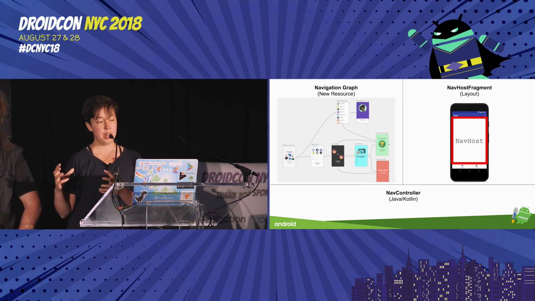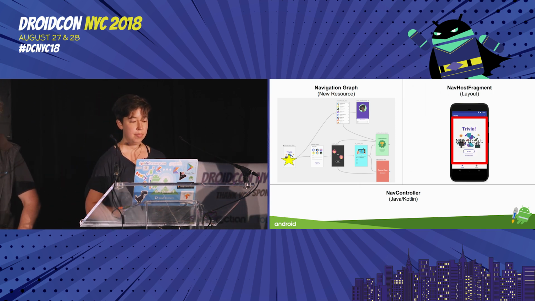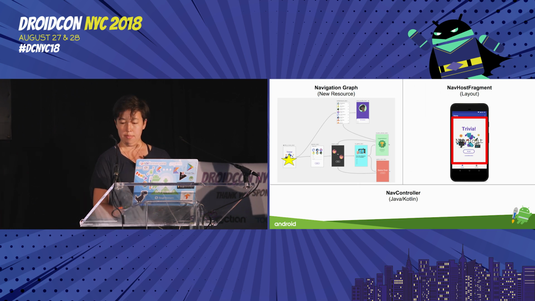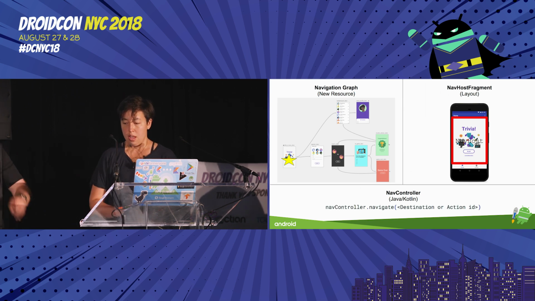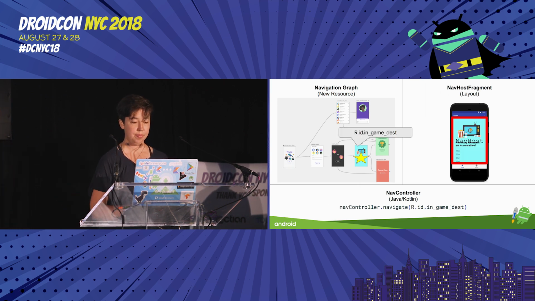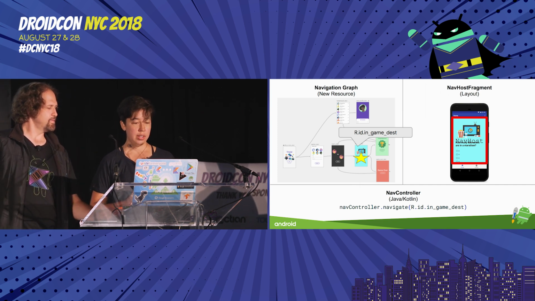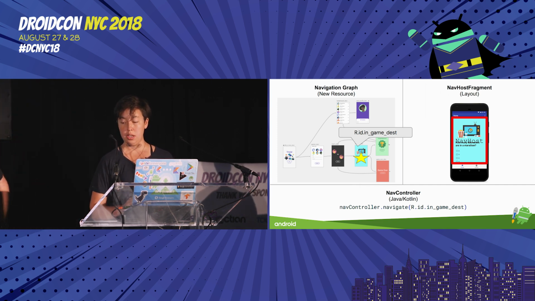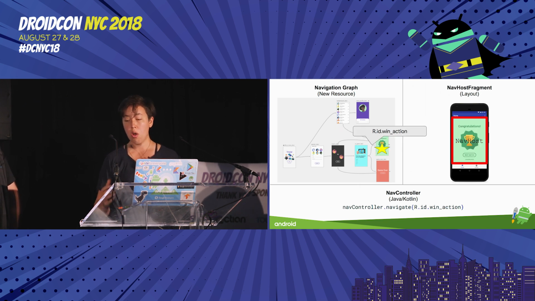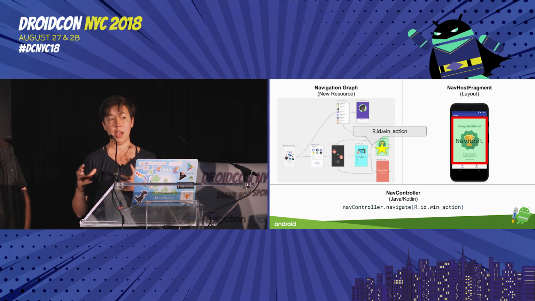So the nav host fragment is going to be located at one of these destinations that is in your nav graph. And the navigation controller is what's actually used to change what destination you are at. You can navigate directly to any destination using its ID, as we see here, because all destinations have IDs. Also, all these actions that we talked about before have IDs, so you can also navigate via action.